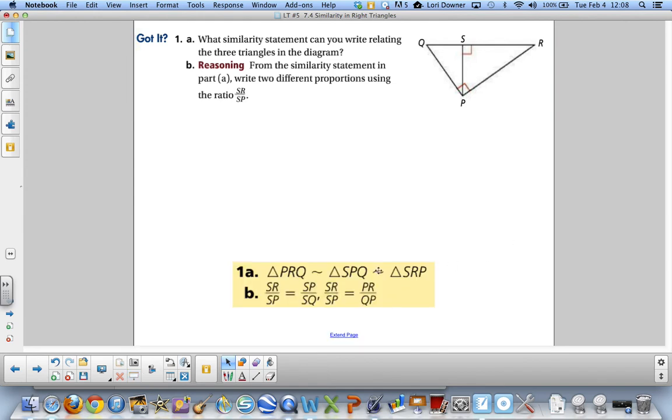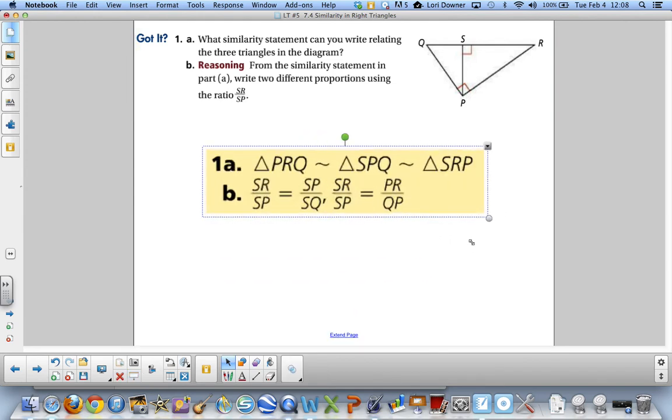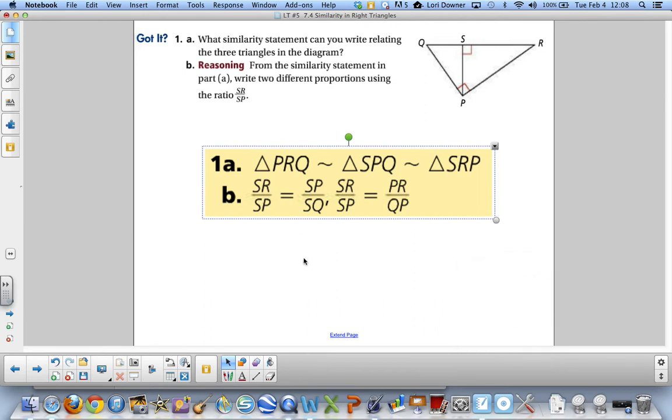Okay, your similarity statement should look like this. Triangle PRQ is similar to triangle SPQ is similar to triangle SRP. These can be in different orders as far as which triangle you write first, but you've got to keep the order of the letters. Now if you have SR is to SP, you can set that equal to SP is to SQ, and then SR is to SP as PR is to QP. You're aligning corresponding parts.